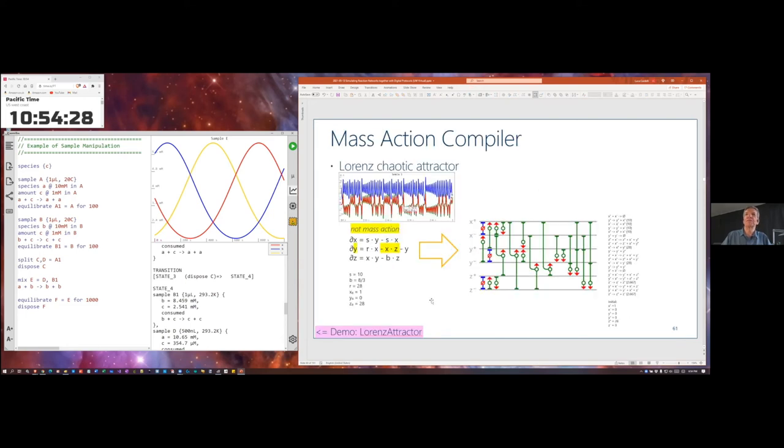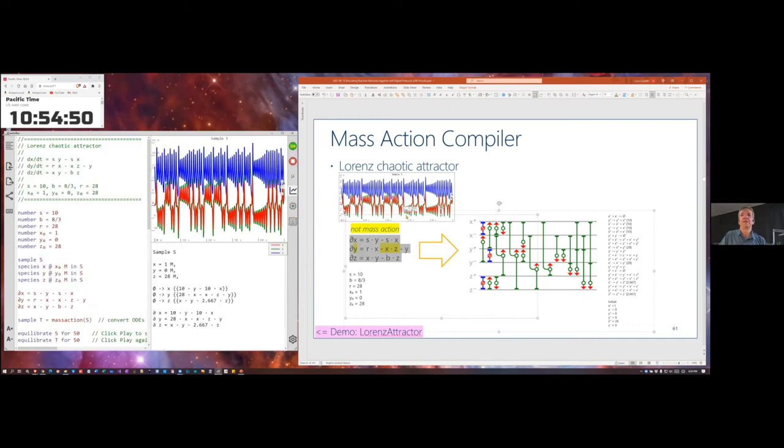So one slide on the mass action compiler. So that procedure I described at the beginning of compiling dynamical systems to chemical reactions and DNA, it's implemented here. You can start from a dynamical system like the Lorenz strange attractor, which is here, and you can stick that into a sample. So you make a sample, and in that sample you put the differential equations for the Lorenz oscillator, and then you say, okay, from sample S, apply the mass action algorithm to obtain new sample T. And what sample T does, sample T contains pure chemical reactions, mass action, that implement the same dynamical system.